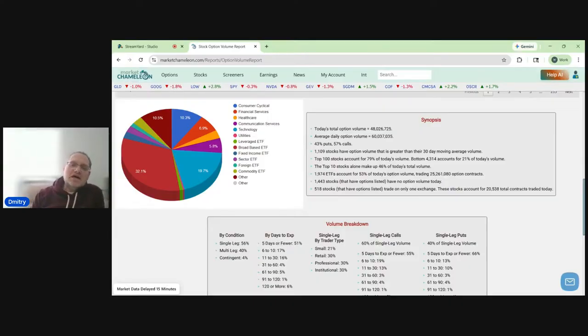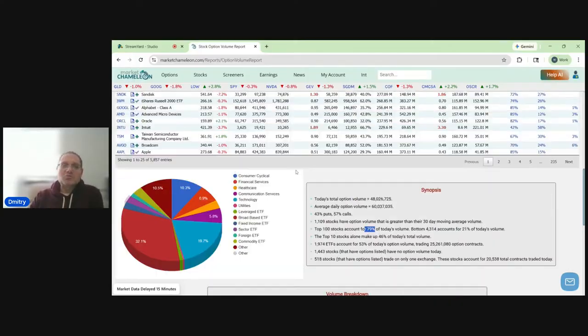We could see that a lot of stocks in here had option volume greater than their 30-day average, over 1,100. And the top 100 stocks had 79% of all volume. So out of the thousands of different securities that have options available for trading, if we looked at just the 100 busiest by option volume, well, 79% of the order flow went into those securities.